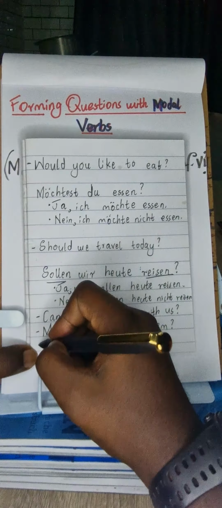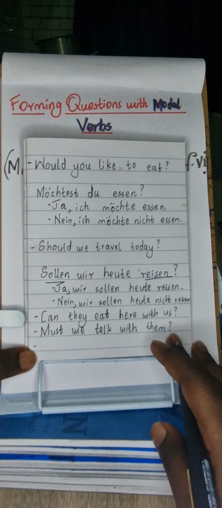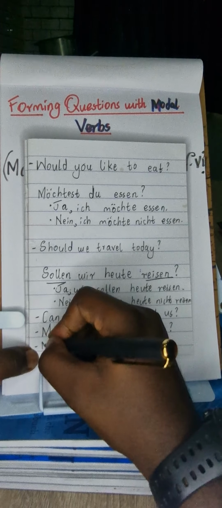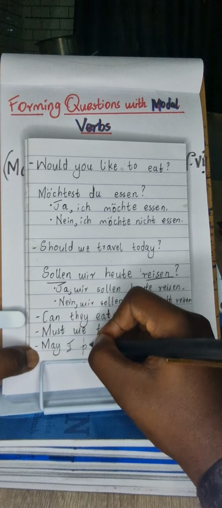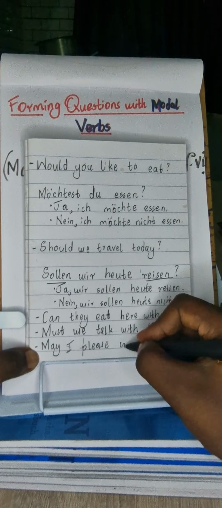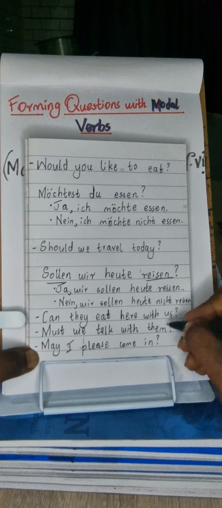And then the last one for you to attempt is one that we have not used. May. Let's use may, right? May I please come in? Now the teacher is in the classroom. We want to request politely, teacher, excuse me, may I please come in?